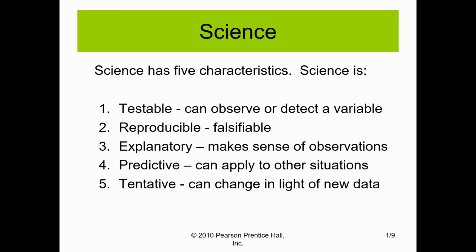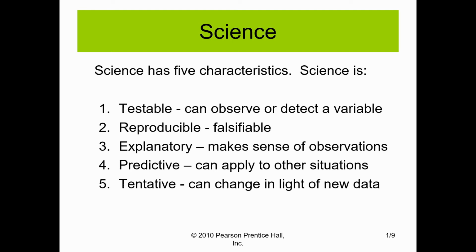So next, let's go through some of the characteristics of science and discuss a little bit about the scientific method. Science has 5 major characteristics. First of all, it's testable. We can observe or detect a variable. You could come up with a hypothesis about if something occurs or not, and then look at some sort of variable that's testable.